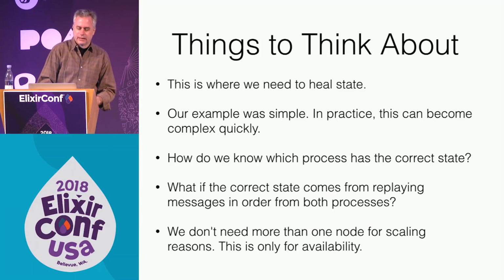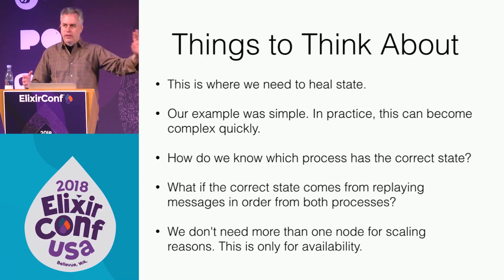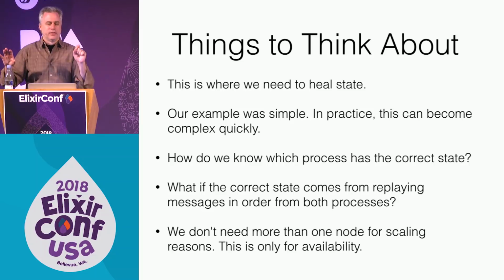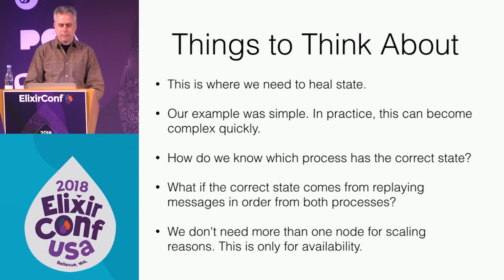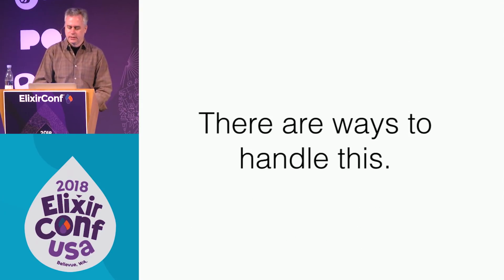Okay. So this is where we have to heal state. This was a simple version. How do we correct this? And it's possible that you can figure this out by replaying in order the messages from one to the other. I'll talk about a package in just a minute that might help us with that. Luckily, in our world, we did not need more than one node for scaling, so we did not have to connect multiple nodes. Our needs are for availability. And so there's another way to handle this.